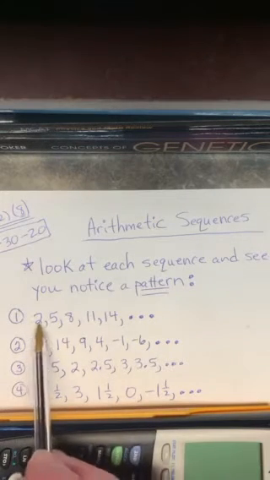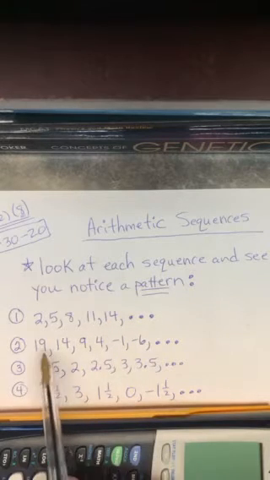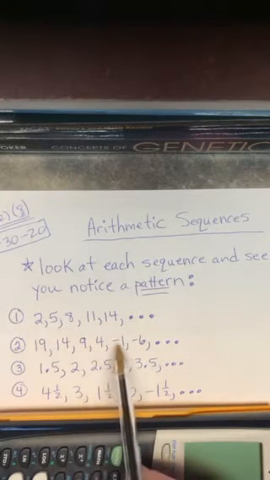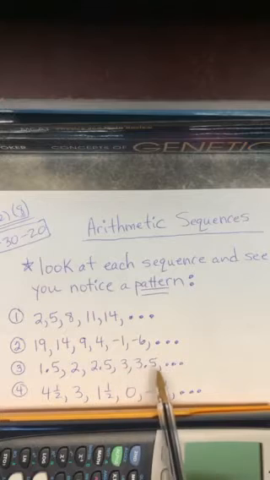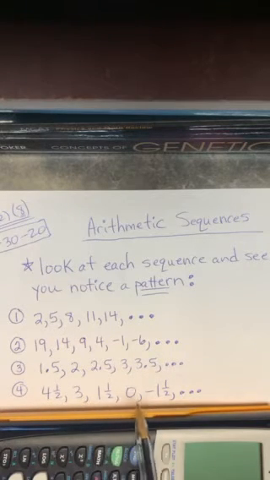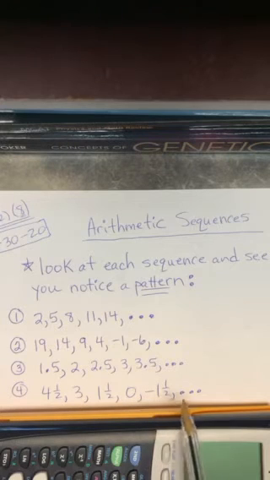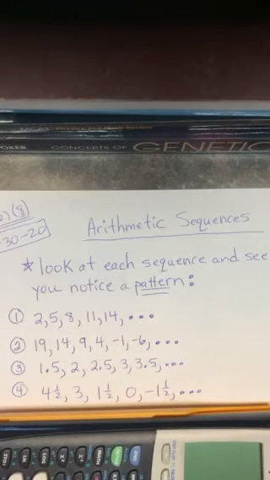First one says 2, 5, 8, 11, 14, ... Second: 19, 14, 9, 4, -1, -6, ... Third: 1.5, 2, 2.5, 3, 3.5, ... Fourth: 4.5, 3, 1.5, 0, -1.5, ... Do you notice a pattern on each of these? In other words, if I said, hey guys, what's the next number? Could you find it in each one of the sequences?